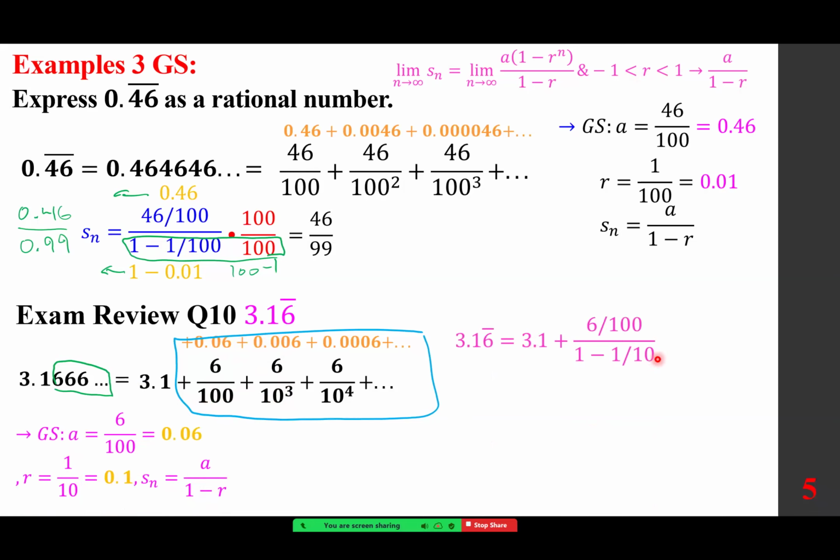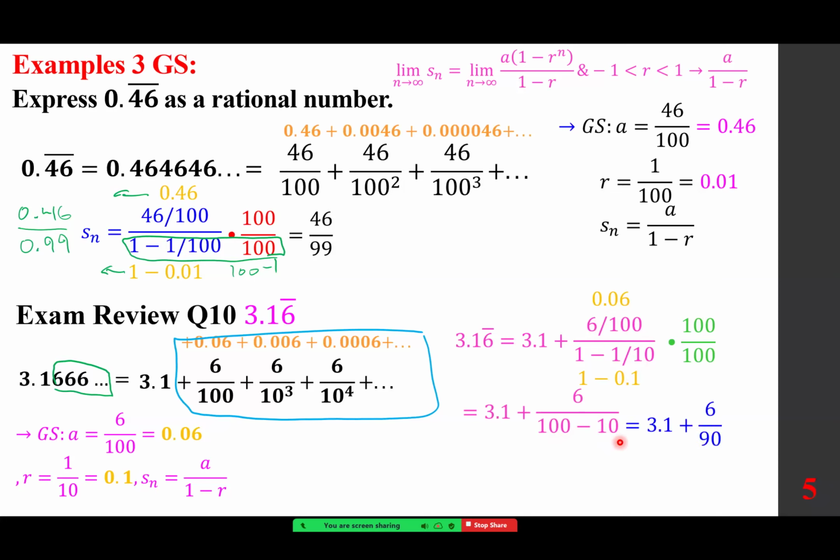And this is the part where we can use either the fractional format or the decimal format. I can write this as 0.06 and write this as 1 minus 0.1. If I go with the fractional format, I have to multiply this complex fraction by 100 over 100. And this becomes 6. And this becomes 100 minus 10.